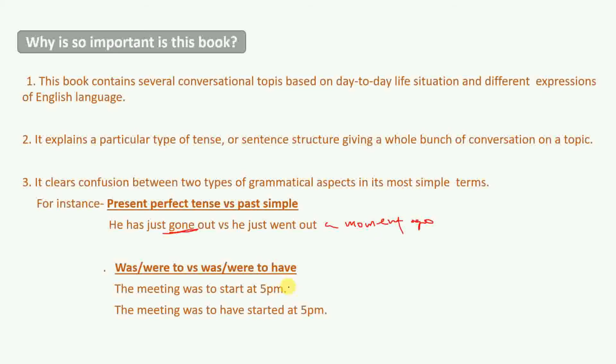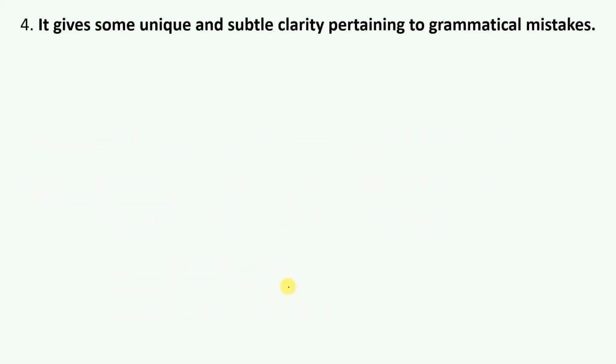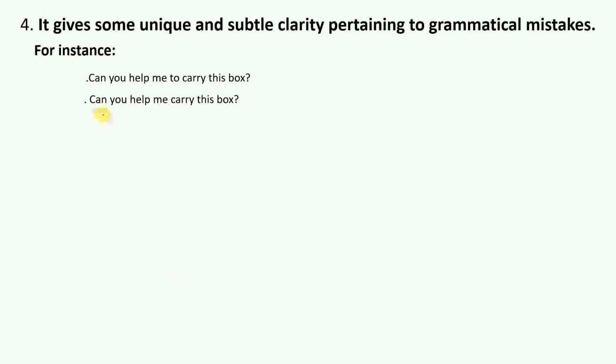And the fourth is it gives some unique and subtle clarity on grammatical mistakes, such as the advanced subtle grammatical mistakes that we make. Look at these two sentences. Can you help me to carry this box, or can you help me carry this box? So which sentence is more correct? The correct sentence is the second one, can you help me carry this box. After help, we preferably do not use the to-infinitive, because help takes the bare infinitive.